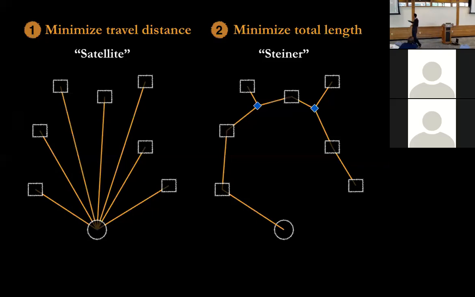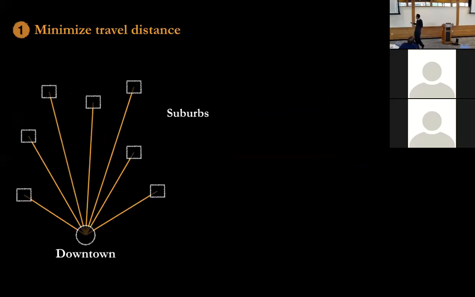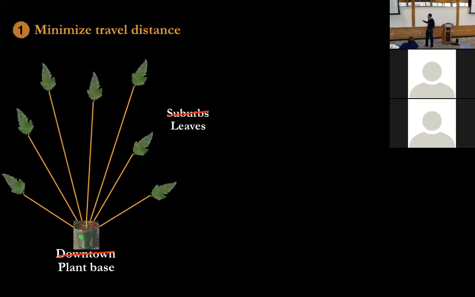Okay, so what does this have to do with plants? The analogy that we made was, let's say that instead of this downtown, you think of this as the base of the plant where the root system is emerging. And you think of the suburbs as the locations of the leaves of the plant in three-dimensional space. So what does minimizing travel distance mean to the plant?